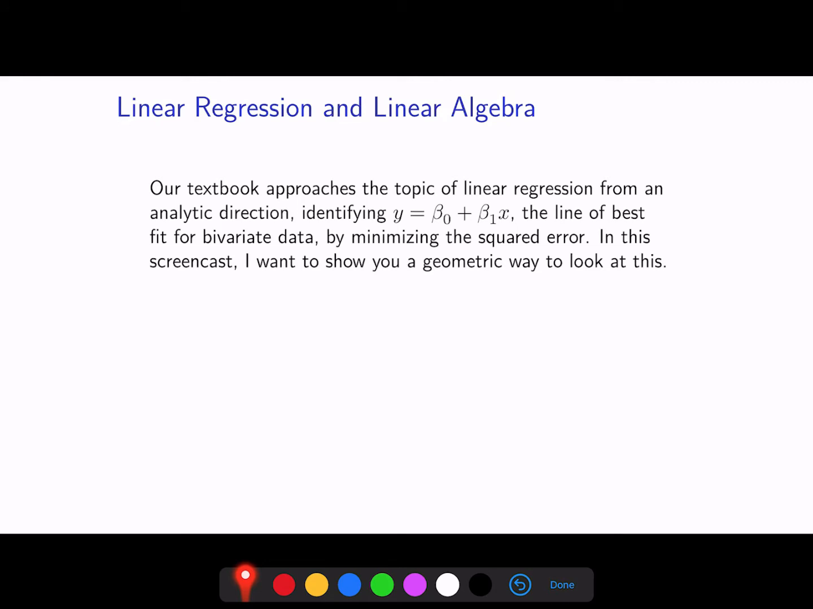Both of those data sets would benefit from having a regression line plotted, and I'll do that later in this screencast. Let's talk about how we find that regression line. Our textbook approaches that topic in a very analytic way. We identify the regression line by minimizing what's called a squared error function, and I'll show you that in a second. In this screencast, I want to show you a geometric way to look at this problem and a geometric way to identify that line of best fit.